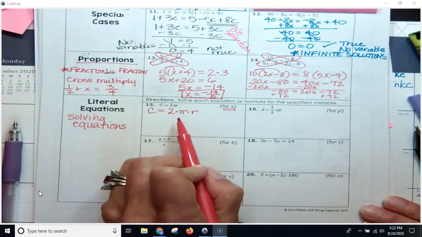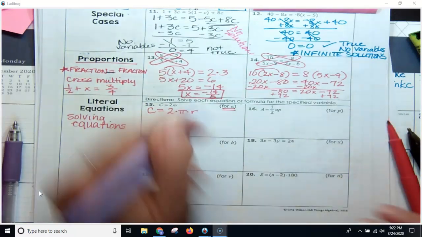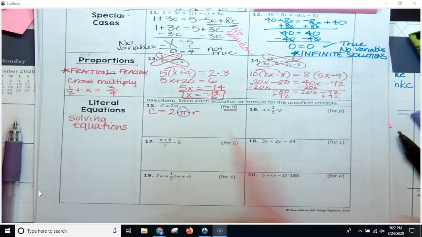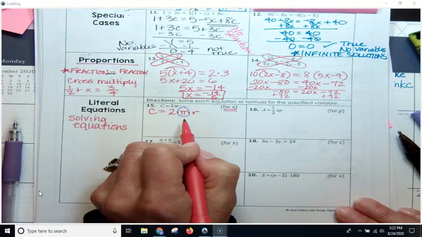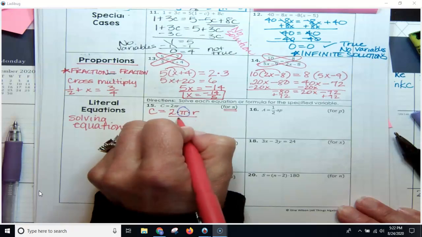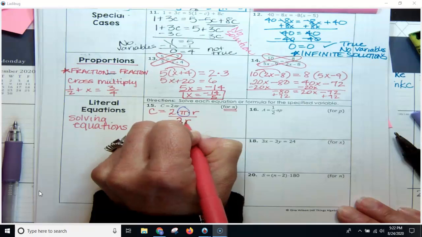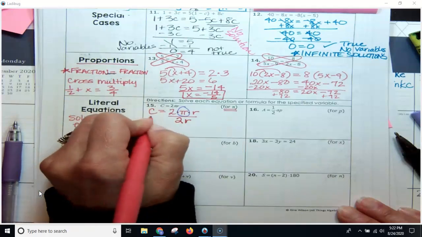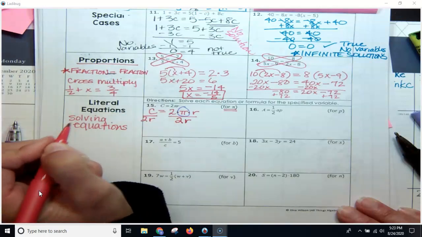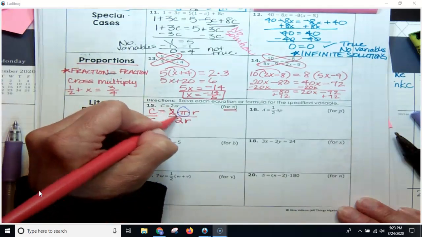Well, we know with our inverse operations that whenever we have something that we are solving for, we're solving for this pi, we have to undo what's happening to it. So in order to undo this multiplication, we're going to divide. We're going to divide by 2, and we're going to divide by r. I'm going to divide both sides by 2 and r. And when I get that over here on this side of the equal sign, 2 divided by 2 is 1.